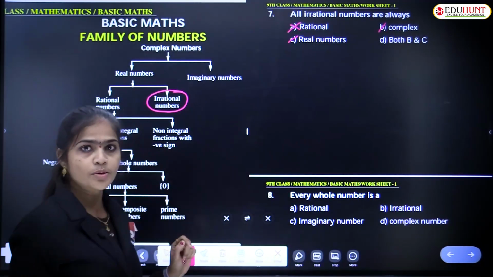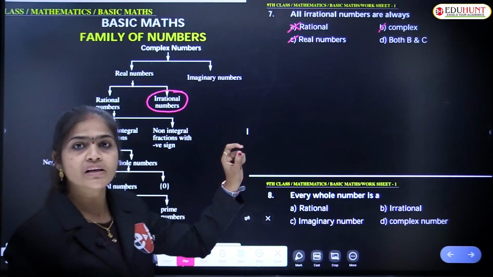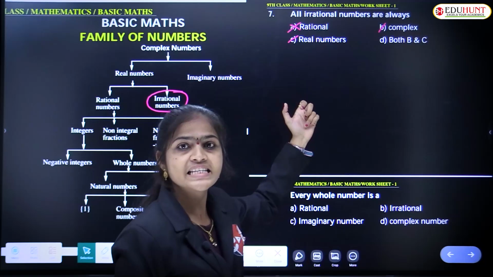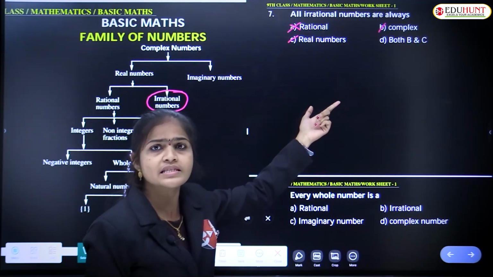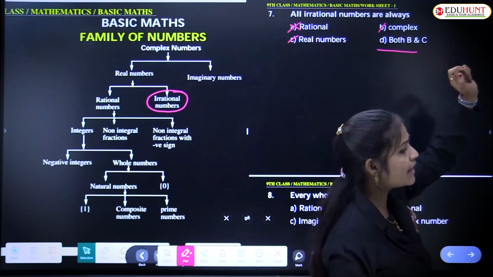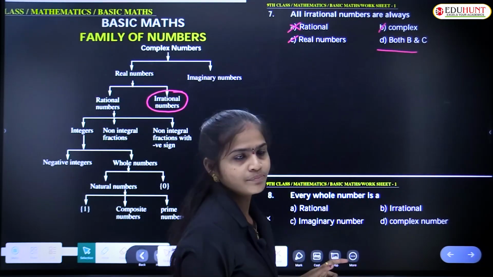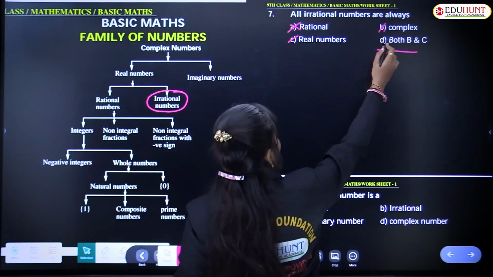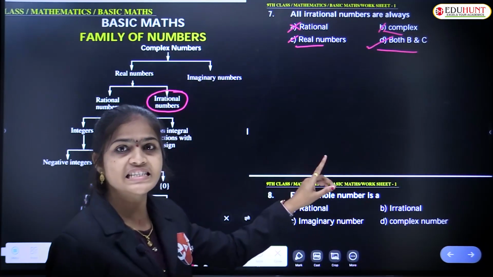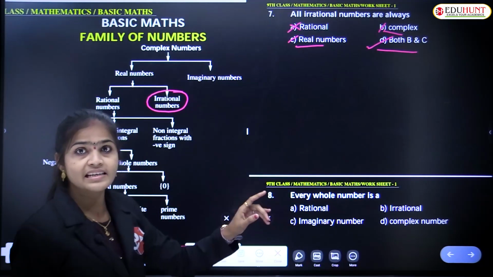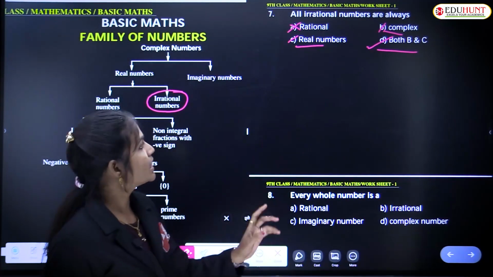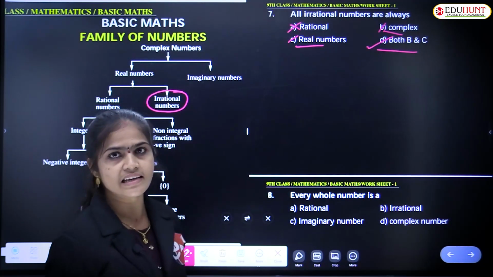So options B and C are correct. If this question were multi-correct, then we could keep those two answers. But this is a single correct answer. How can you say that, ma'am? Because here another option is given, both B and C. They are saying these two options are also correct, in option D. So that is the single correct answer. So the answer is D. If you keep any one of them, then that is wrong. So answer D is correct.